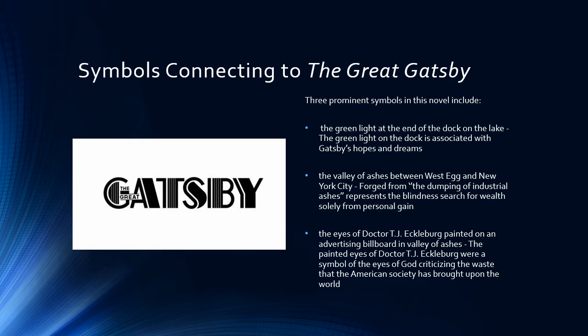The green light on the dock is associated with Gatsby's hopes and dreams and symbolizes how the light is guiding Gatsby to an American dream of a more general ideal. The Valley of Ashes, forged from the dumping of industrial ashes, represents the blind search for wealth, solely for personal gain, which then leads to the symbol of destruction that this pursuit of wealth can entail on society. The painted eyes of Dr. T.J. Eckleburg were a symbol of the eyes of God criticizing the waste that American society has brought upon the world. And although this message is not unequivocal, it is portrayed through the characters.